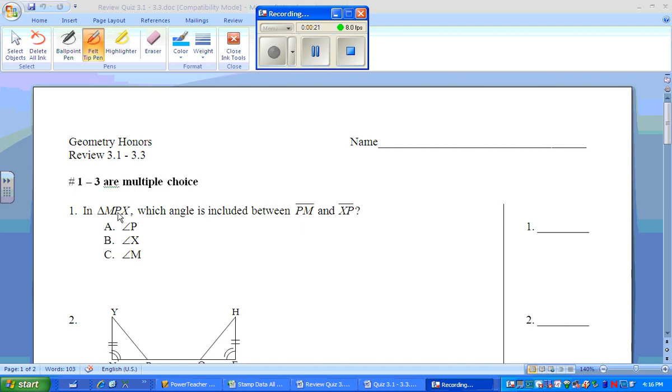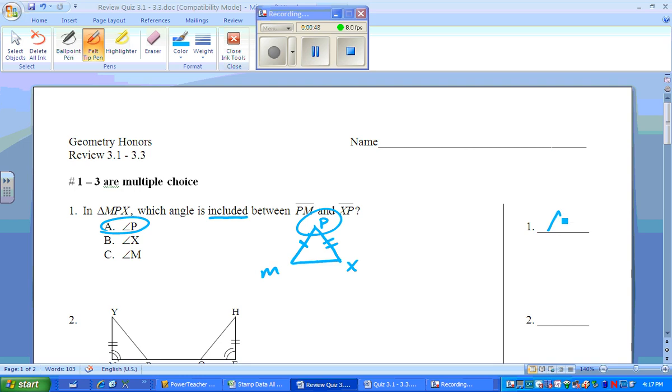In triangle MPX, which angle is included between PM and XP? The key word we're looking for here is included. So if you don't know, draw yourself a picture. You have a triangle MPX. We're talking about side PM and side XP. Which angle is between them is what they're saying. That would be angle P. So the answer would be letter A.